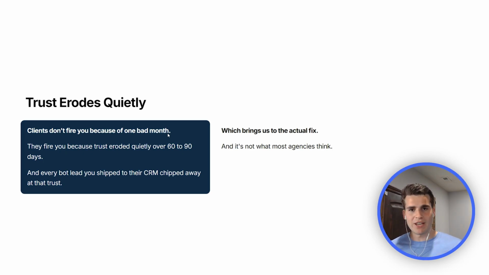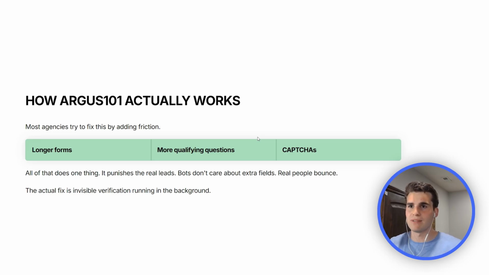And it's not what most of you agencies are thinking right now, okay? Okay, now let's get into the actual fix. How Argus 101 actually works. Most agencies try to fix this by adding friction, which means longer forms, huge multi-step forms that have tons of qualifying questions that take someone 5 minutes to get through.